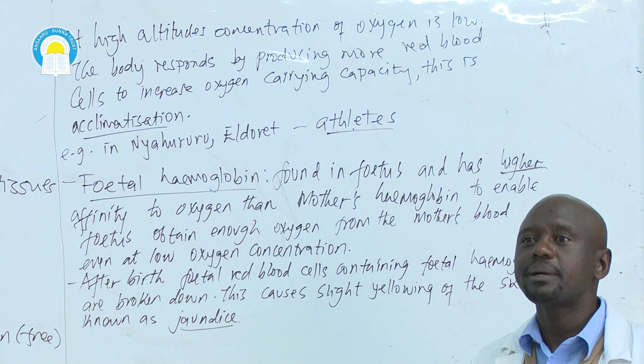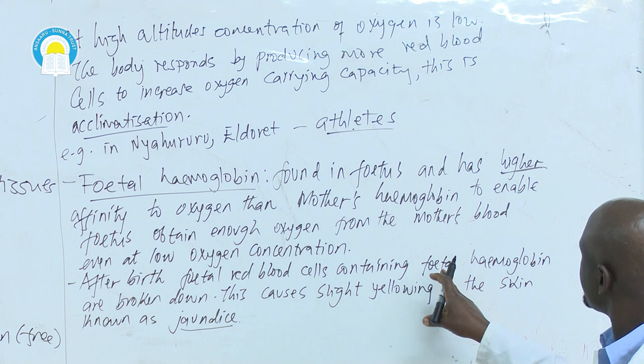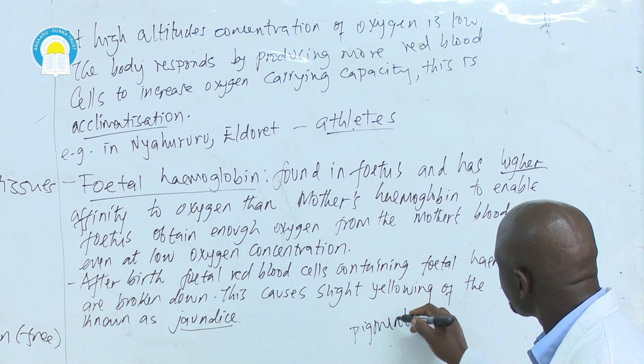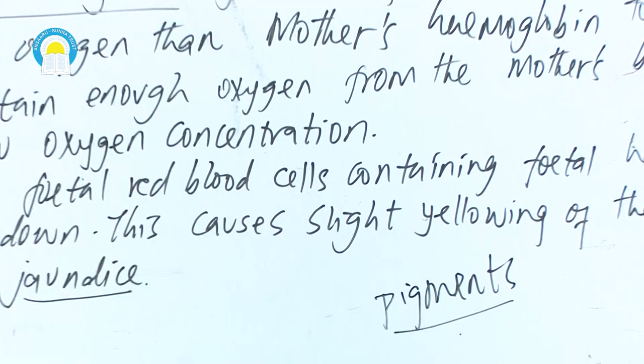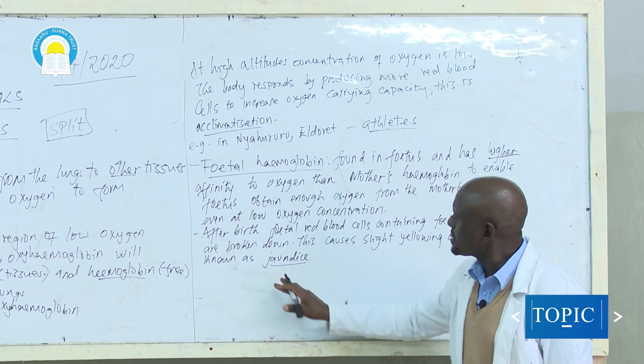Nothing will be impaired. But after birth, the fetal red blood cells that now contain what we call the fetal hemoglobin will break down. As they break down, they release the pigments that are found in the hemoglobin. So after they release those pigments, the skin of this newborn may appear slightly yellow, and this condition is known as jaundice, but it clears within 2 to 3 weeks. So that's what happens to the fetus.